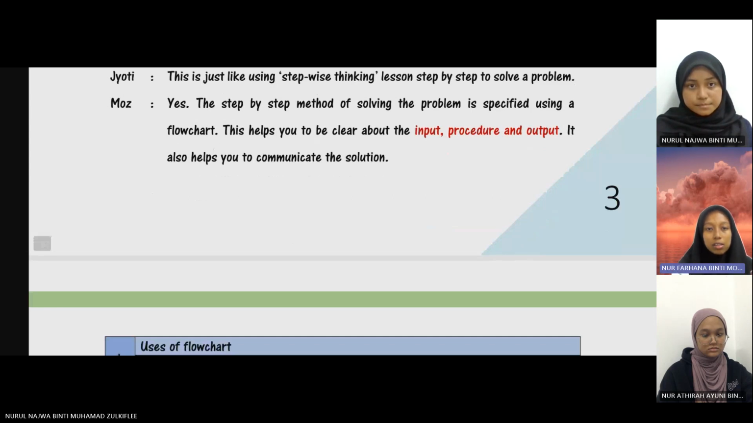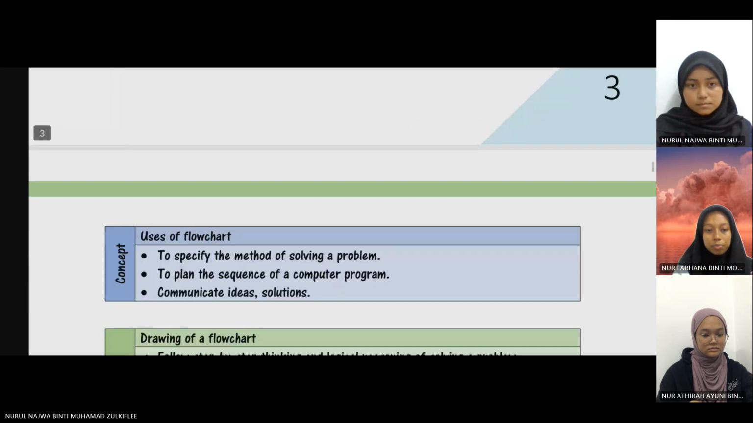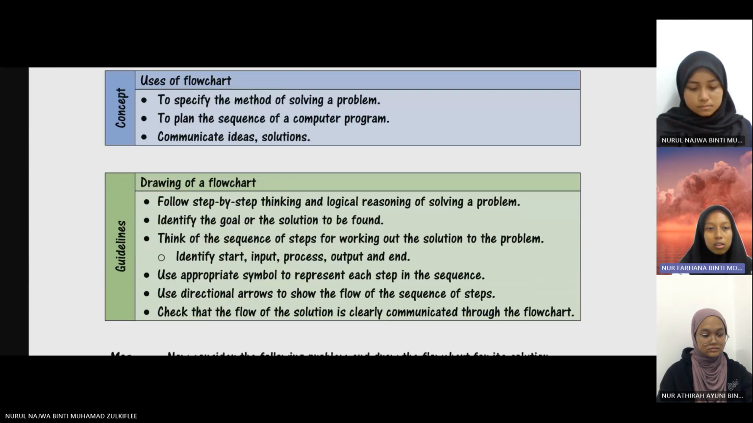Yes, the step-by-step method of solving the problem is specified using a flowchart. This helps you to be clear about the input, procedure, and output. It also helps you to communicate the solution. This is the concept of use of flowchart. The first point is to specify the method of solving a problem. The second point is to plan the sequence of a computer program and then communicate ideas and solutions.